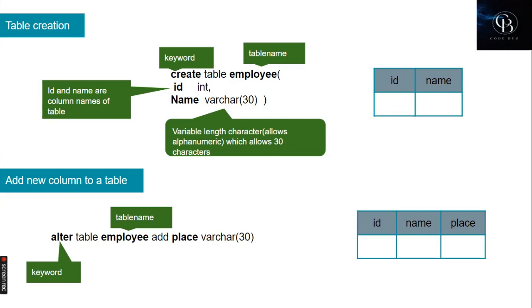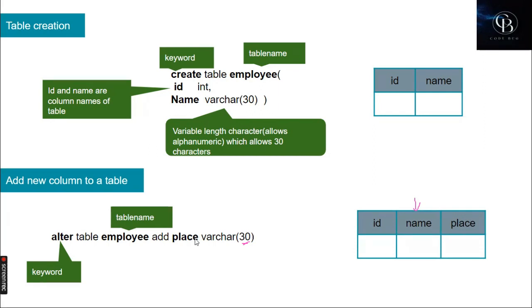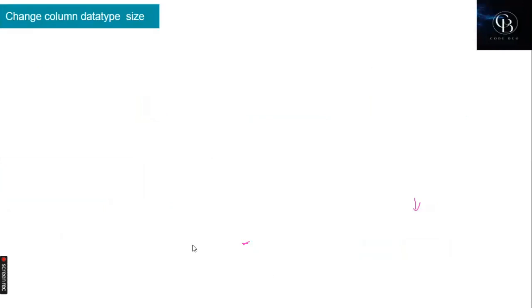If you want to add a new column you can do it, and you can also drop a particular column. To drop a column we can use the alter keyword. If you want to change the size, as of now the size is 30, and you want to change it to 50, we can use the alter keyword only. Observe here one more query: changing data type size. Initially we had given size 30 for name and place. Now I need to change that size to 50.